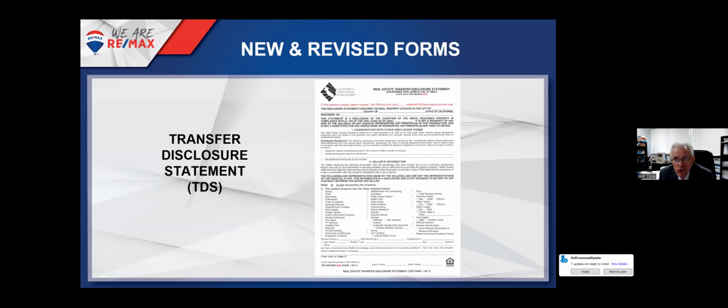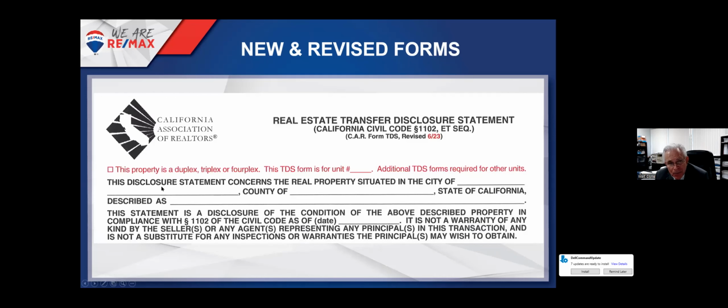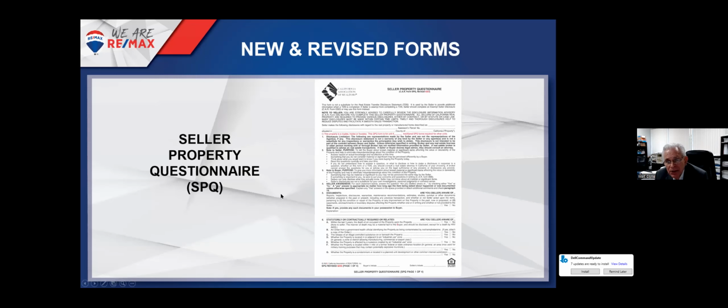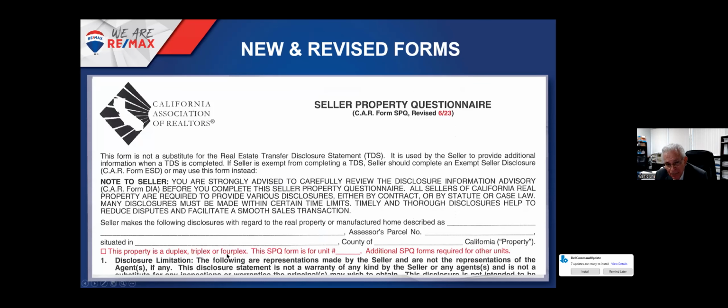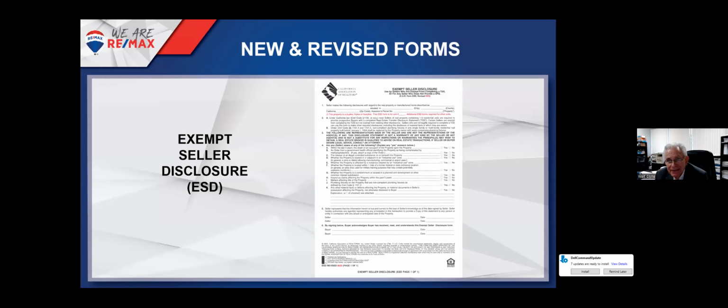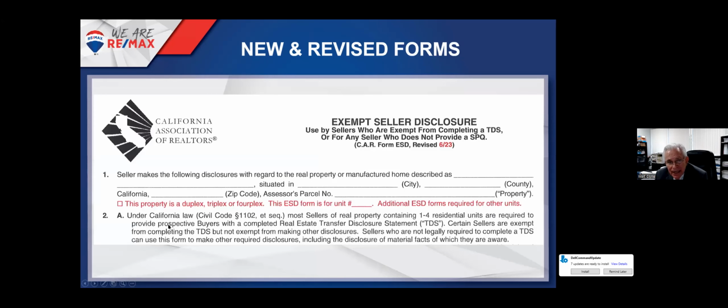Okay, transfer disclosure. Three forms have all added this one line, which is important to be aware of. And that is, if the property is a duplex, triplex, or fourplex, then the TDS is for one of the units, and additional TDSs must be provided for other units. So if you sell a fourplex, you're going to get 4 TDSs. Sell a duplex, you're going to get 2 TDSs. All right. Same with the SPQ. Property is a duplex, triplex, or fourplex. The SPQ is for unit number blank, and additional SPQs must be provided. And it's the same with the ESD. You have to do additional ones for additional units.